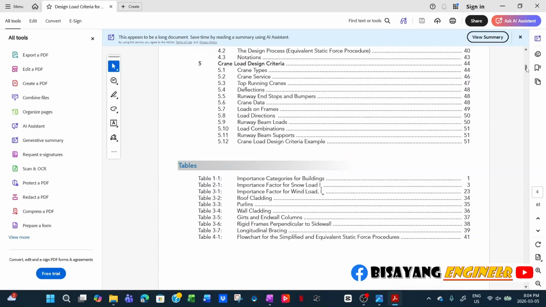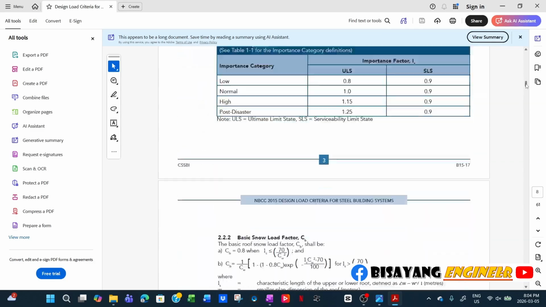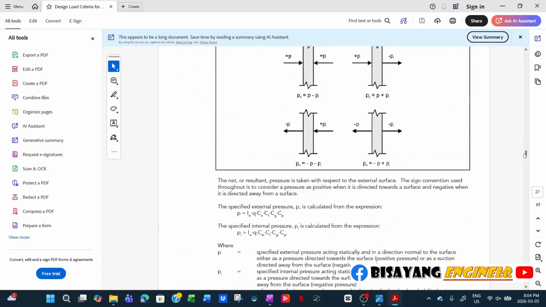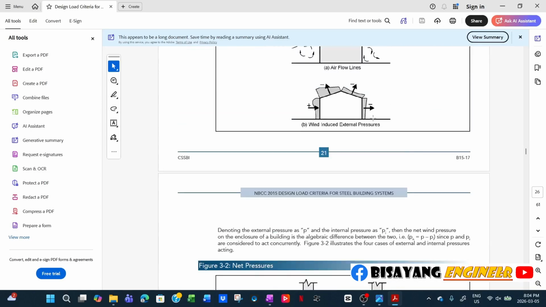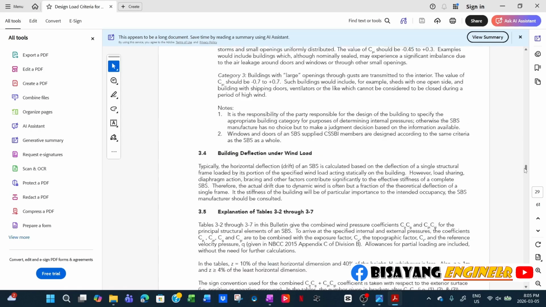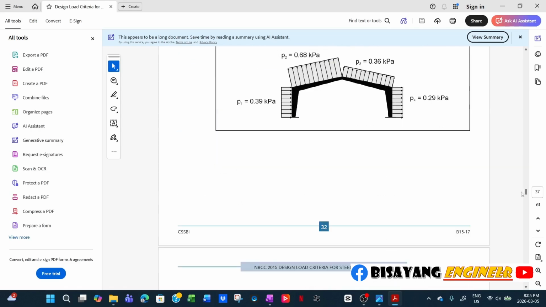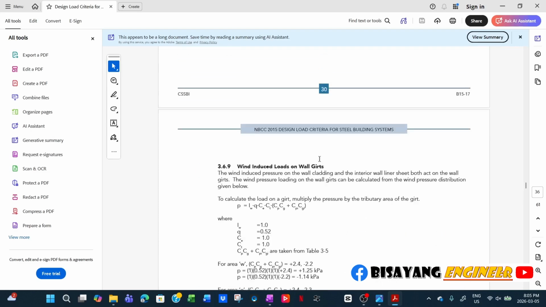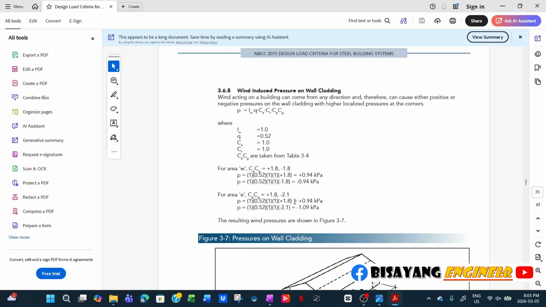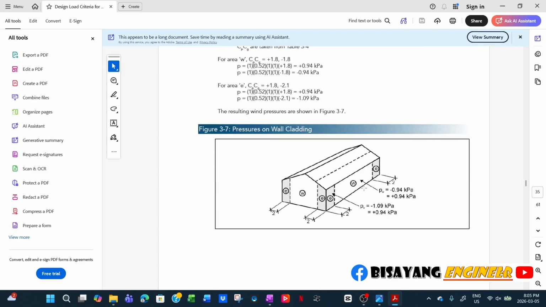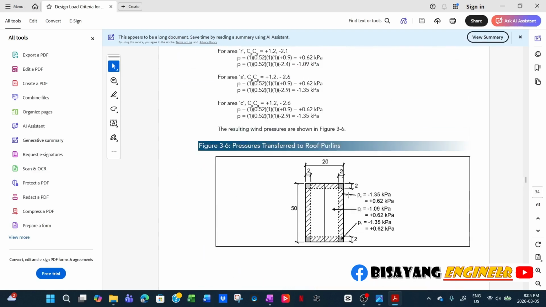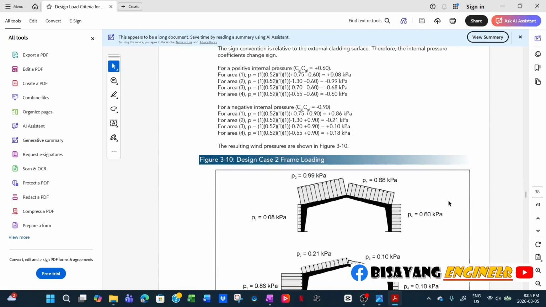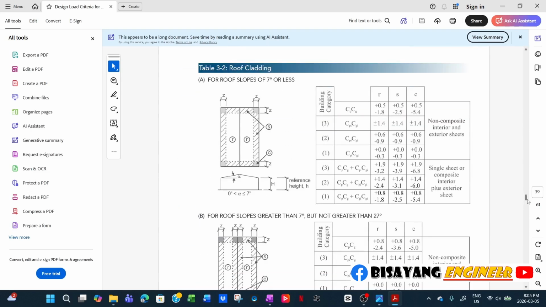We will discuss how the loads are applied to this building, so this is a complete guide. And I will also show you the spreadsheet I did. This is for designing wall girts. This one is for cladding. So this is a different pressure used for cladding, and the primary structure is also different.